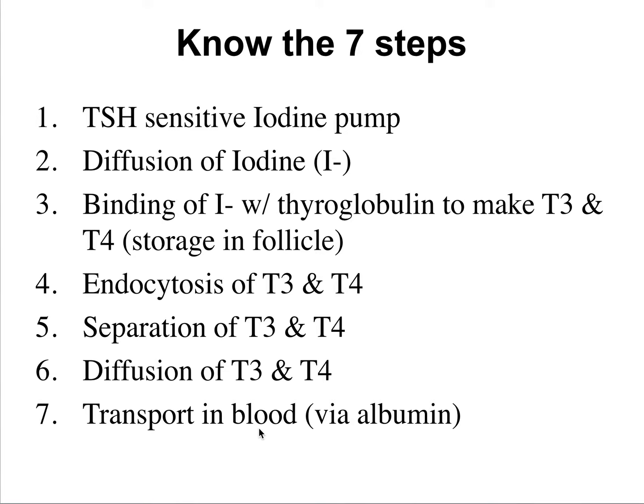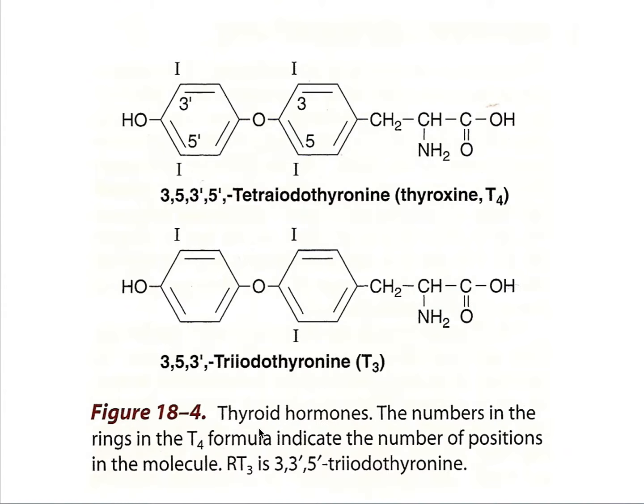So these are some of the steps. Like I said, the iodine pump needs TSH. If I don't have TSH, I don't have iodine, then I'm not going to make T3 or T4. That's what it looks like in terms of structure. There's 1, 2, 3, 4 iodine here versus 1, 2, and 3 iodine there.